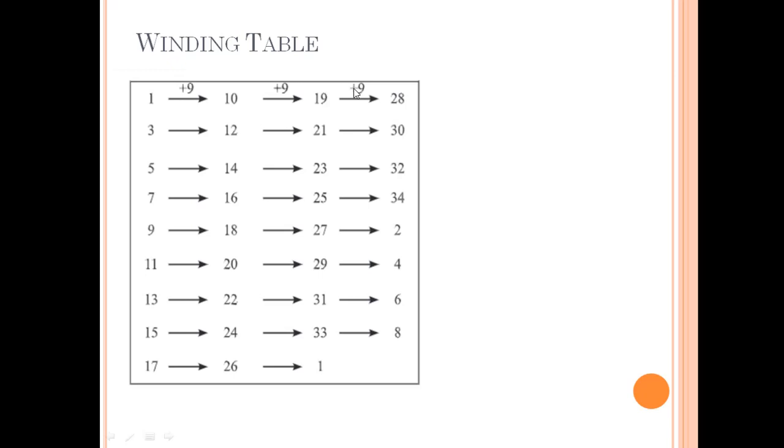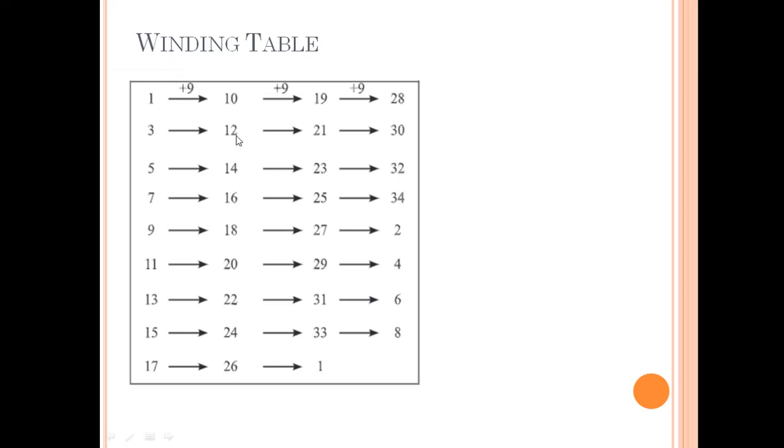19 plus the back pitch is 28. Again, the 19th conductor is connected to the 28th conductor at the back end. Again, 28 plus 9 is 37. Clear? But what is the total number of conductors I have? 34, right? So 37 minus 34 is 3. Here I have 3.